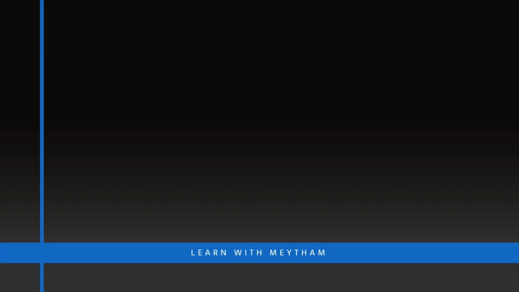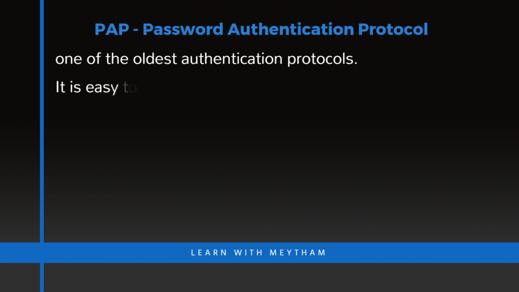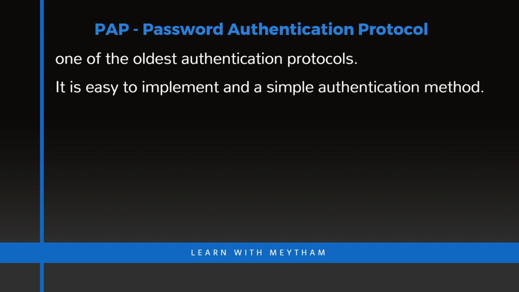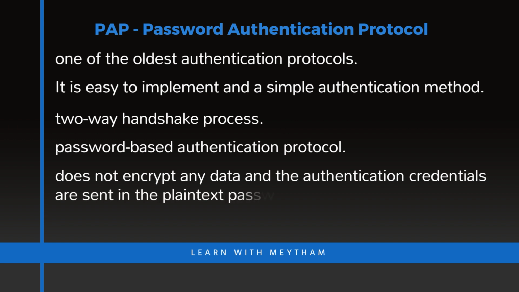Now, let's check the PAP authentication. PAP is one of the oldest authentication protocols. It's easy to implement and a simple authentication method. It's used only at the initial link establishment phase, where the client uses a two-way handshake to establish its identity to the server. It's a password-based, client-server authentication protocol. In the handshake, an ID and password pair is sent to the server as plain text, and the server matches the ID-password pair. When it comes to modern networks, PAP is not the most secure option out there.